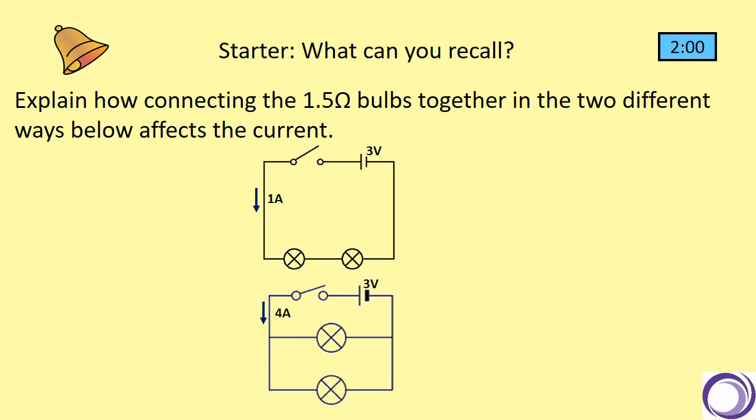Straight on to the starter then, I'm going to give you 2 minutes. I want you to explain how connecting the 1.5 ohm bulbs together in the two different ways on those two different diagrams affects the current that flows.